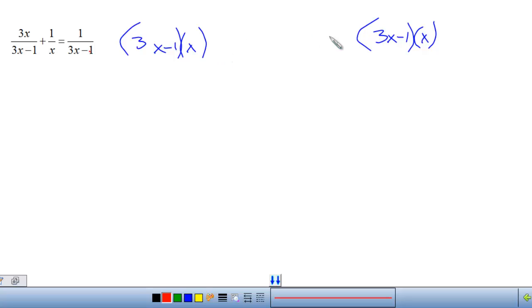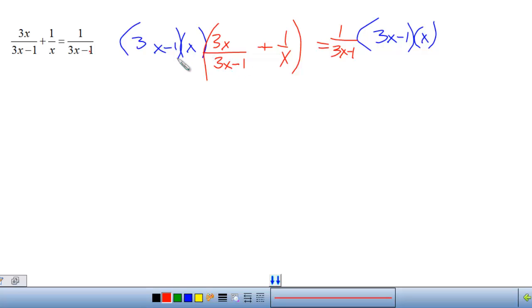Again, it's the properties of equality that allow you to manipulate this equation. As long as I do the same thing to both sides, it remains equal. And so I'm multiplying there, and I have 3x over 3x minus 1 plus 1 over x, and I'm multiplying that entire thing by that. And that equals, and this is 1 over 3x minus 1.